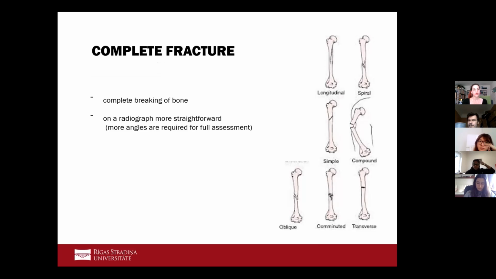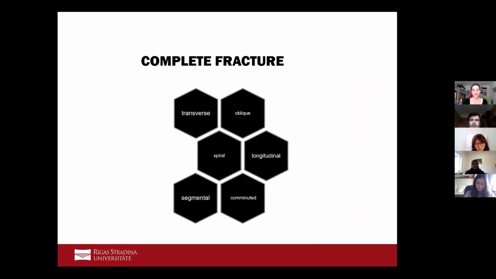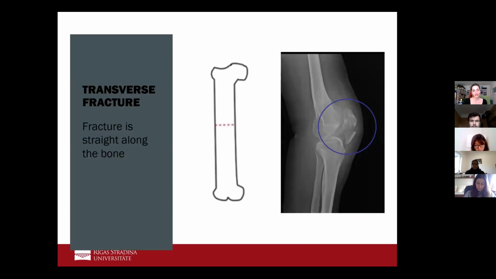There will probably be more angles required to assess the whole fracture properly, because there will be some three-dimensional movement, or maybe you won't be able to see the fracture properly from only one angle. But there are also several different types of complete fractures. There's, for example, the transverse fracture, oblique, spiral, longitudinal, segmental, and comminuted. The transverse fracture refers to a fracture straight across the bone, just like this, as you can see on the X-ray here very well from the patella, so just straight across.